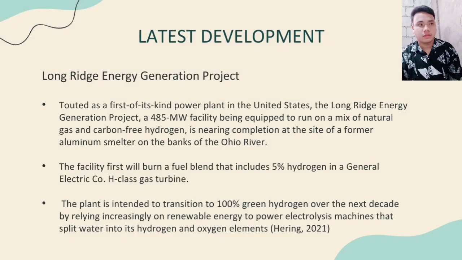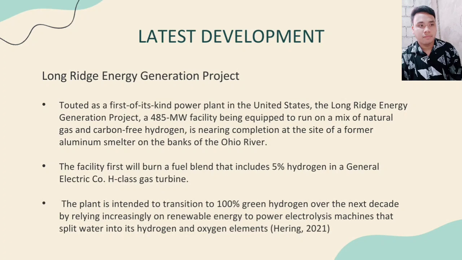Latest development. Long Range Energy Generation Project. Touted as a first of its kind power plant in the United States. The Long Range Energy Generation Project is a 485 megawatts facility being equipped to run on a mix of natural gas and carbon-free hydrogen. Is nearing completion at the site of a former aluminum smelter on the banks of Ohio River.